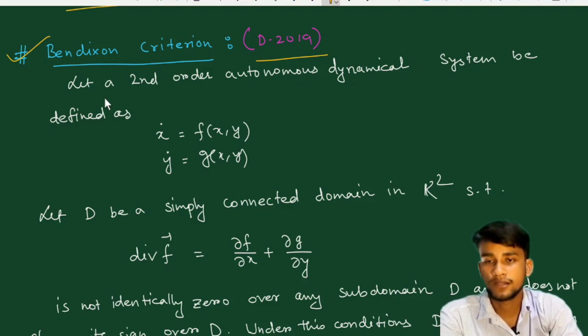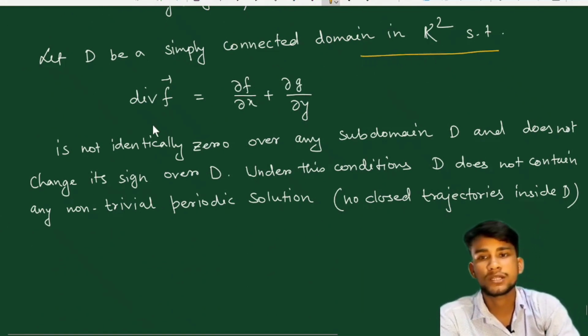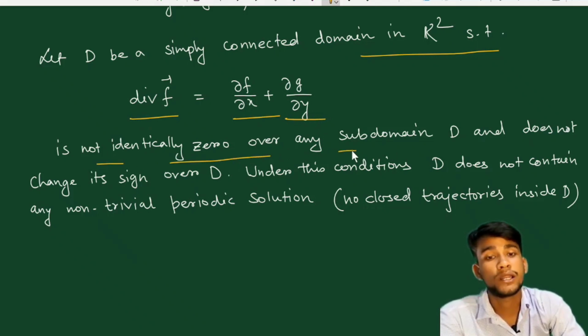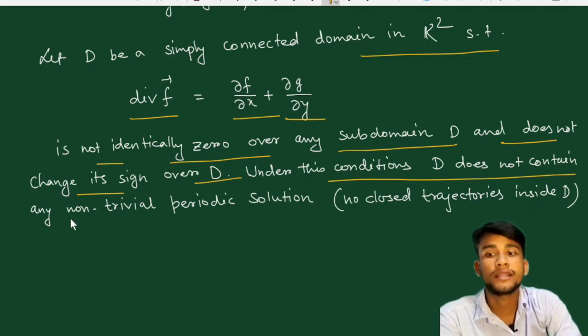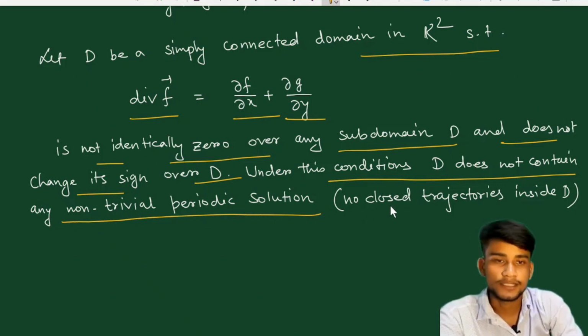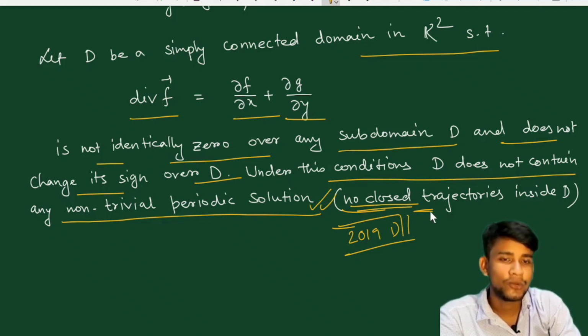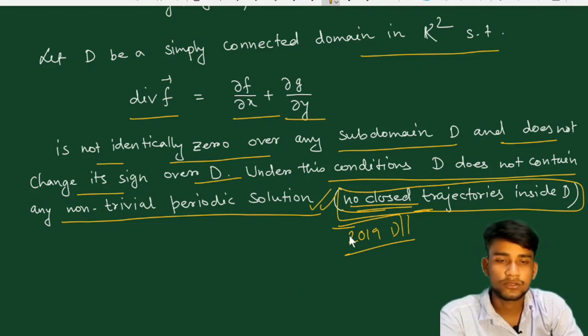So let us come to the point. Let a second order autonomous dynamical system be defined as x dot equal to f(x, y) and y dot equal to g(x, y). Let D be a simply connected domain in R^2 such that the divergence, del f by del x plus del g by del y, is not identically equal to 0 over any subdomain of D and does not change its sign over D. Under this condition, it does not contain any non-trivial periodic solution. This is the theorem, and in the December 2019 paper one option was like this: no closed trajectories inside D. We can also say this.